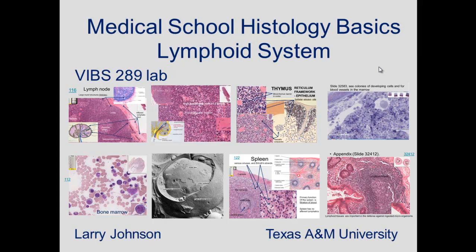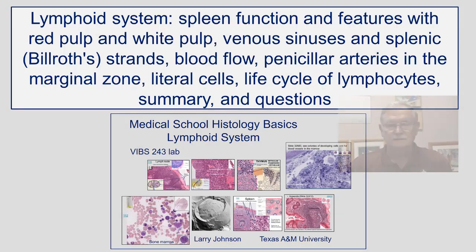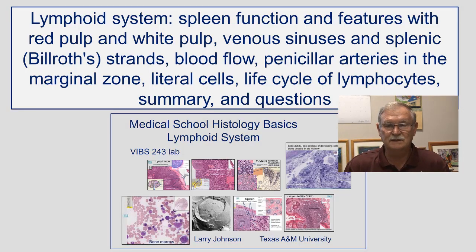Hi, I'm Larry Johnson. I'm a professor at Texas A&M University, and today we're going to talk about the lymphoidal system. Next we'll cover the spleen function and features with the red pulp and white pulp, venous sinuses, and the splenic strands, that is the Billroth strands, blood flow, penicillary arteries in the marginal zone, littoral cells, and the life cycle of lymphocytes, a summary, and we'll end with some questions.